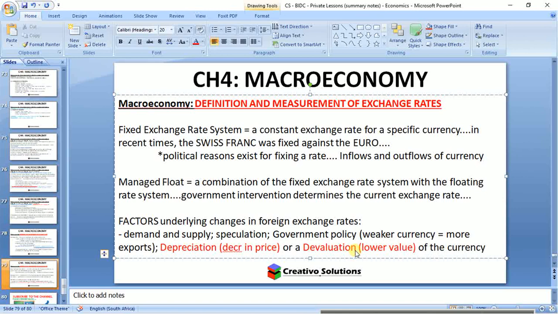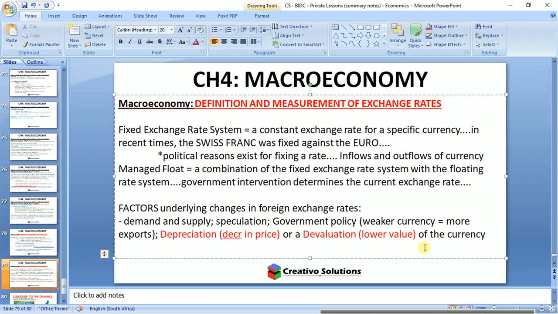It's quite an abstract concept. The best way I could describe it is South African rand, not as strong as before. That's depreciation. That's not devaluation. Makes sense. The opposite is appreciation and revaluation. That's all. Those are the complete opposites.